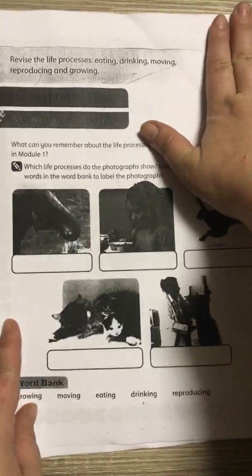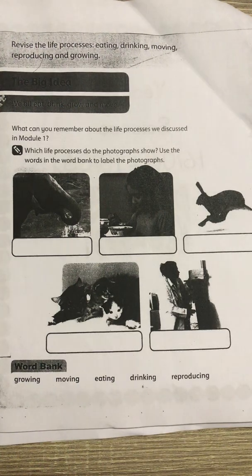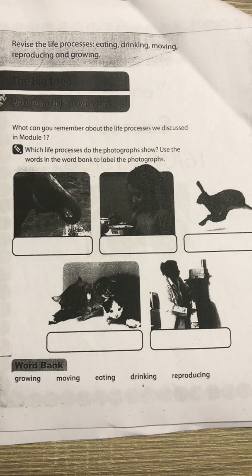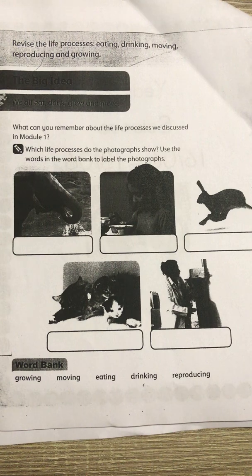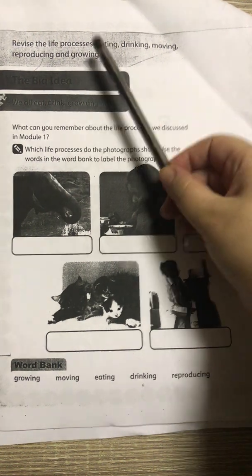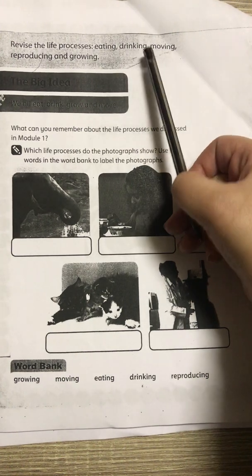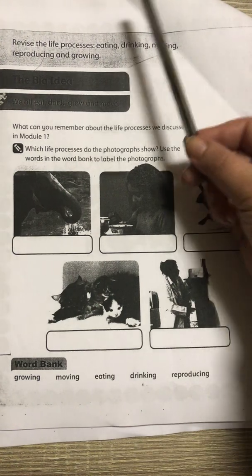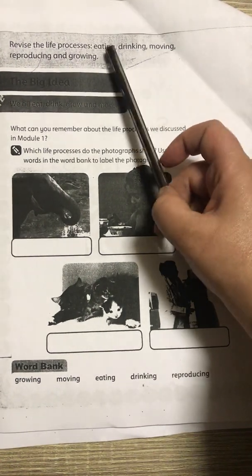It's at the back of the cover. They say at the top, revise. Now, we are only getting into it now. So, the life processes. Grade 2, there are 5 life processes. I thought there were 7, but okay. There are 5 life processes: eating, drinking, moving, reproducing, and growing. We are going to be focusing on these 3: eating, drinking, and moving.